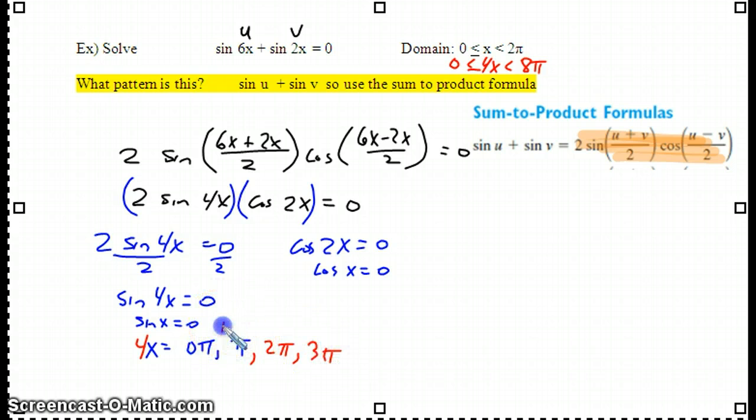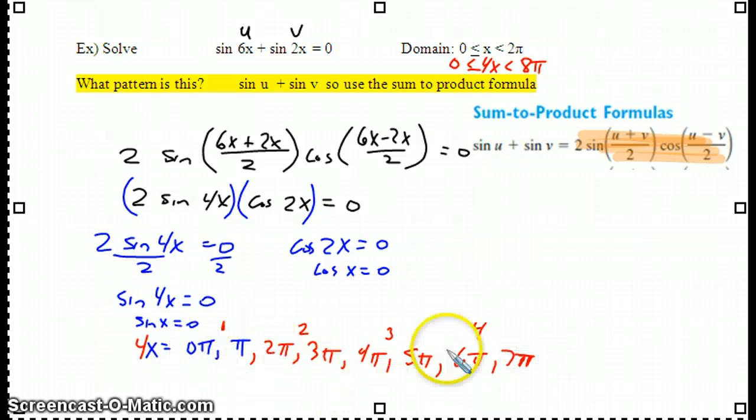So this was one time around the unit circle. These were 2 times around the unit circle. A third time around the unit circle, to each of these I would add 2 pi. So that would make 4 pi. Add 2 pi to that, that's 5 pi. And then finally the fourth time around the unit circle would be adding 2 pi to these, which would be 6 pi and 7 pi. So now I've gone 4 times around the unit circle. But again, that's what 4x is. I don't want 4x, I want x. So I have to divide all of these by 4.